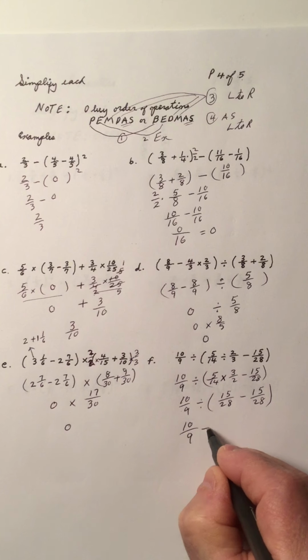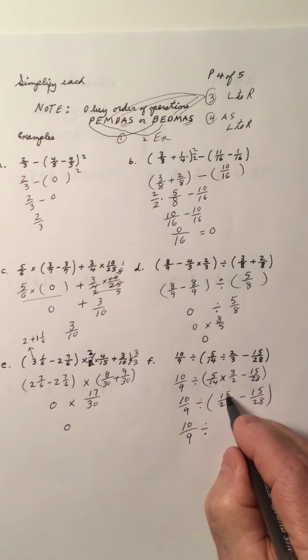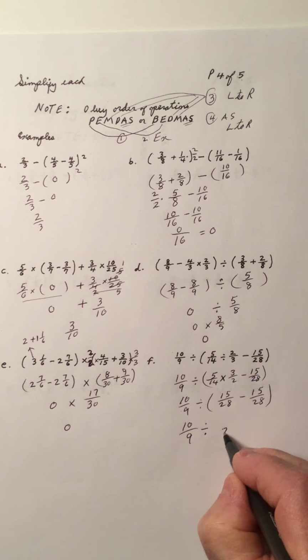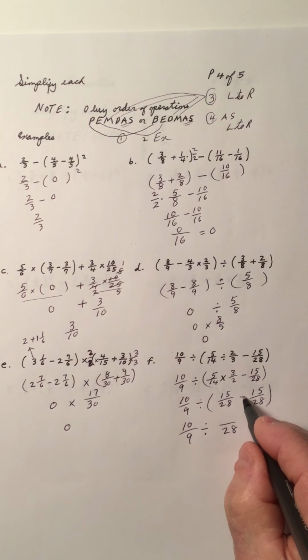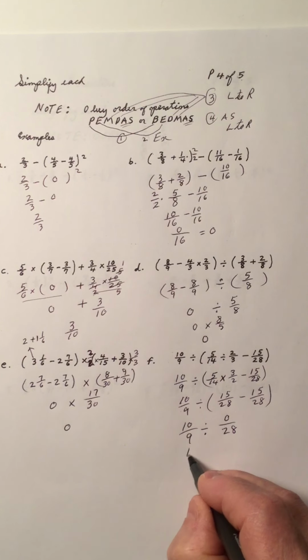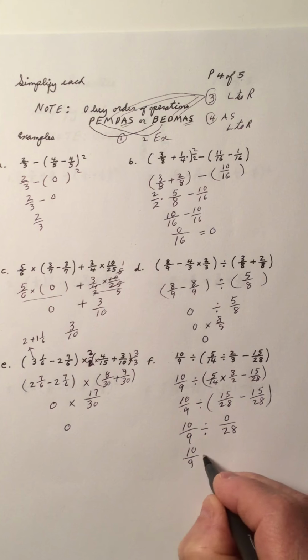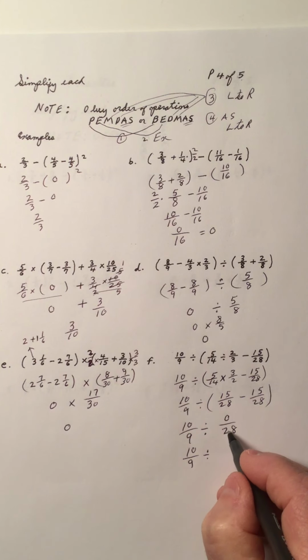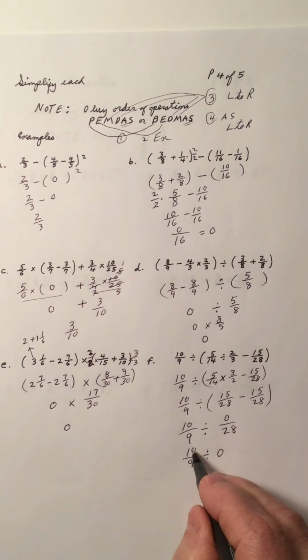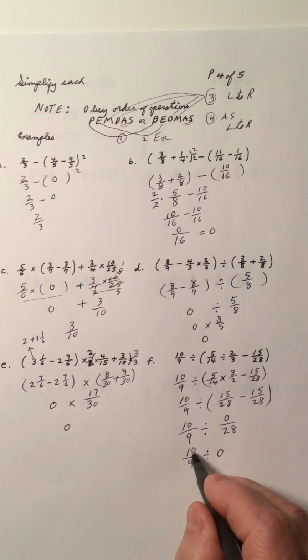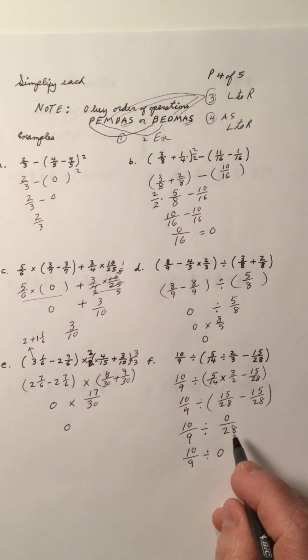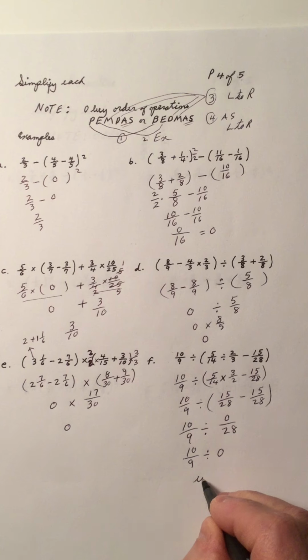10 over 9 divided by 15 over 28. 28 is a common denominator. 15 minus 15 is 0. 10 over 9 divided by 0, divided by 28 is 0. And 10 over 9 divided by 0 is undefined. You can't do it.